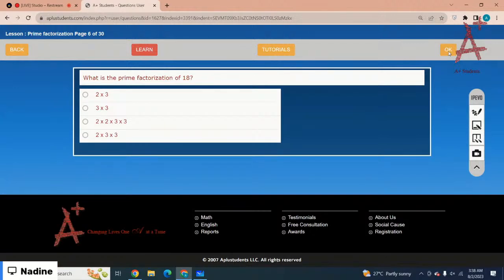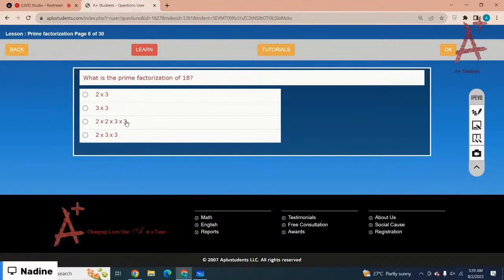What is the prime factorization of 18? Which is the correct option? Okay, here you have 2 times 3 is 6. 3 times 3 is 9. 2 times 2 is 4. 4 times 3 is 12. And 12 times 3 is 36.